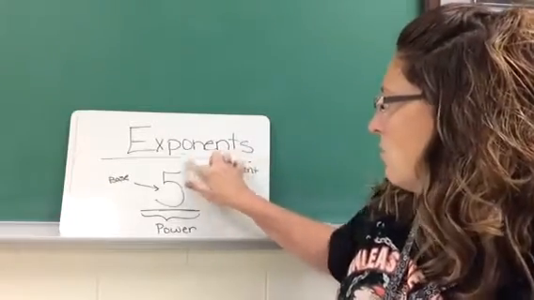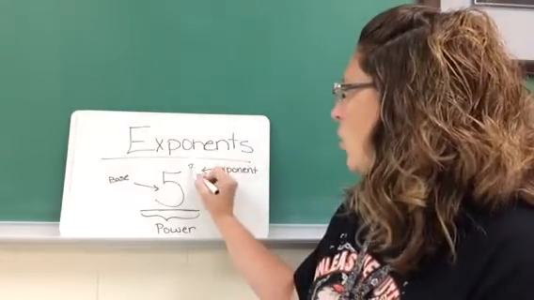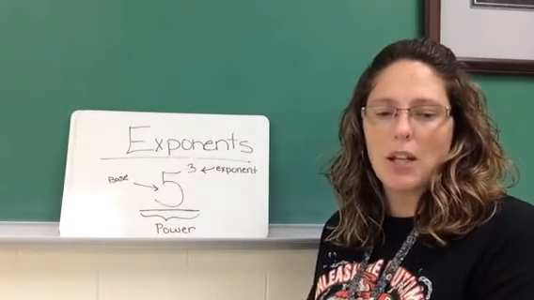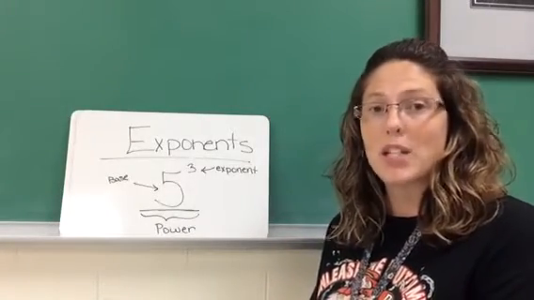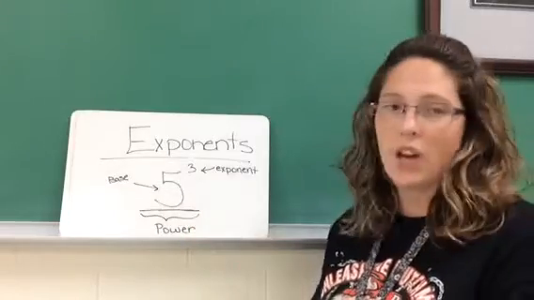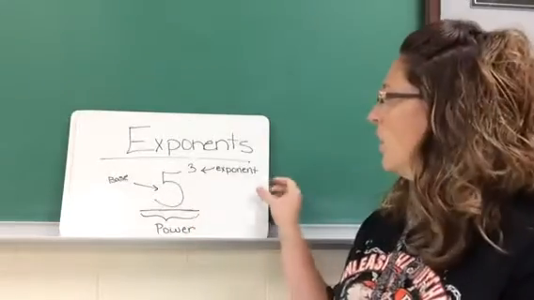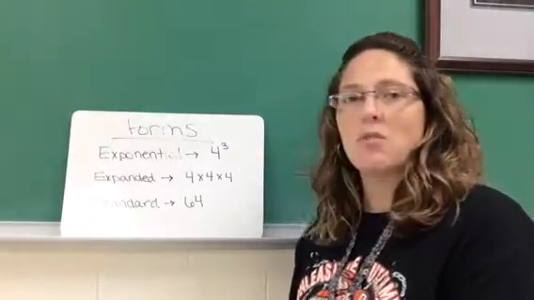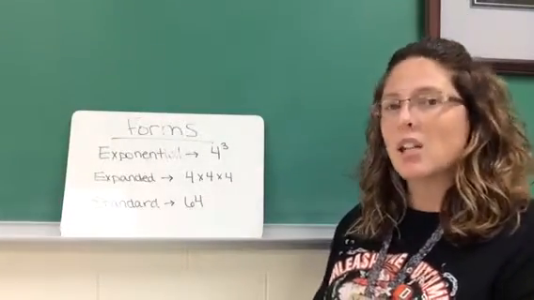Sometimes this exponent will be a 3. When it is a 3, it's called cubed because you are going to multiply the base times itself 3 times. So 5 times 5 times 5.